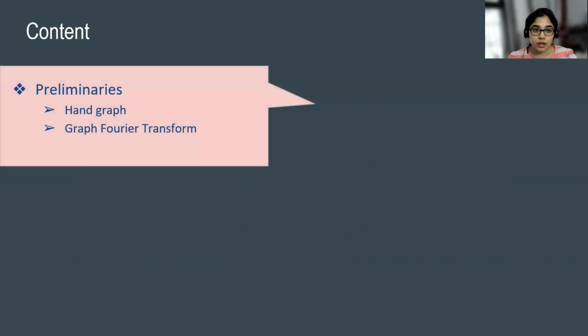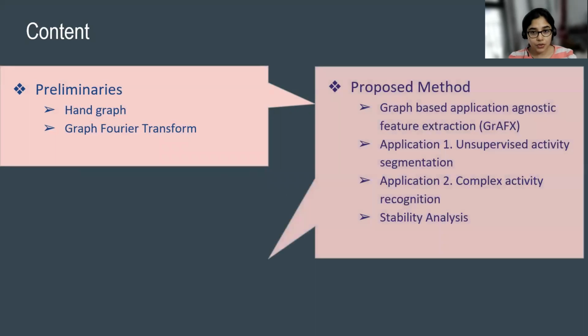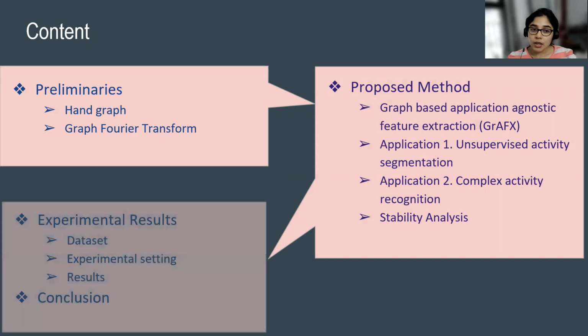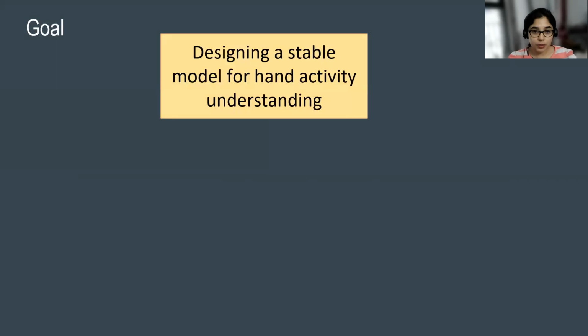So in this talk, I'll first cover some preliminaries on hand graph and graph Fourier transform. Then I'll move on to my proposed method and talk about two applications. And I'll also talk about the stability analysis of our proposed method with two novel stability matrices. Then I'll move on to our experimental results, and then I'll conclude my work.